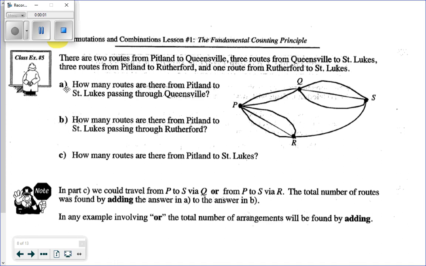So page 66 for me, please. Okay, so page 66. What we're going to do here is just keep going through some examples on lesson 1.